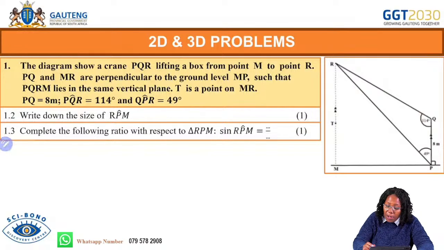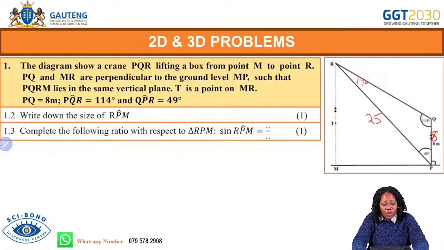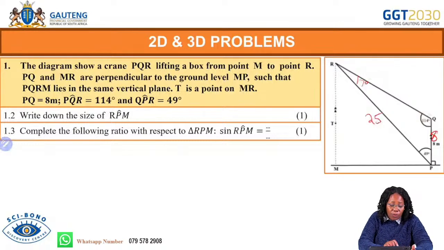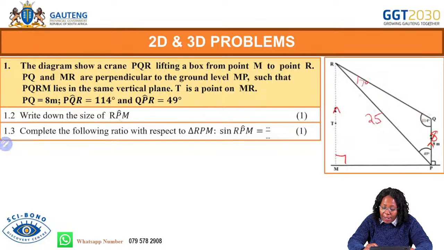And then remember now we are having 8 meters here, and we have 17 degrees that we have calculated. We have just calculated that PR is 25. So as you are calculating, you put the information on the diagram, grade 12. We are still on the same diagram. We have parallel lines there. We have perpendicular there. And then they say now write down the size of RPM, the size of this angle here.